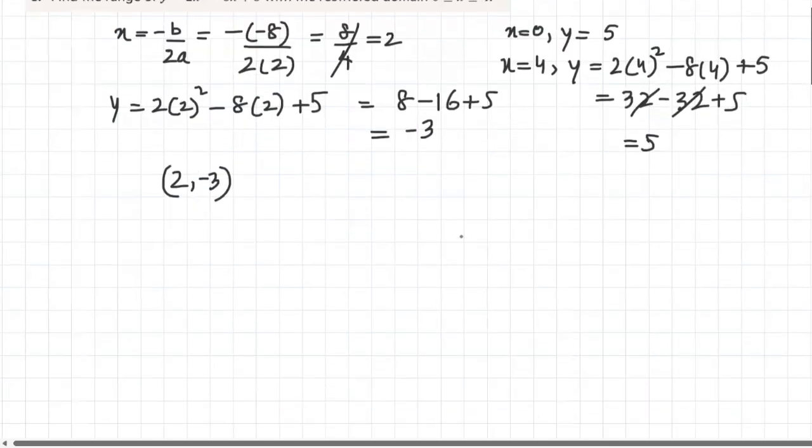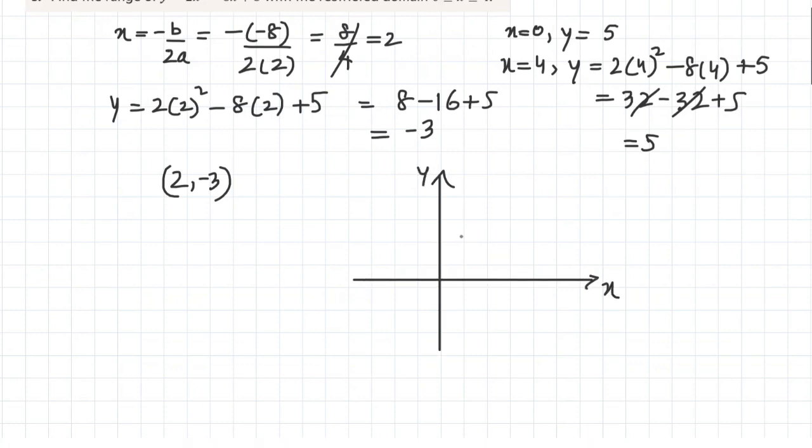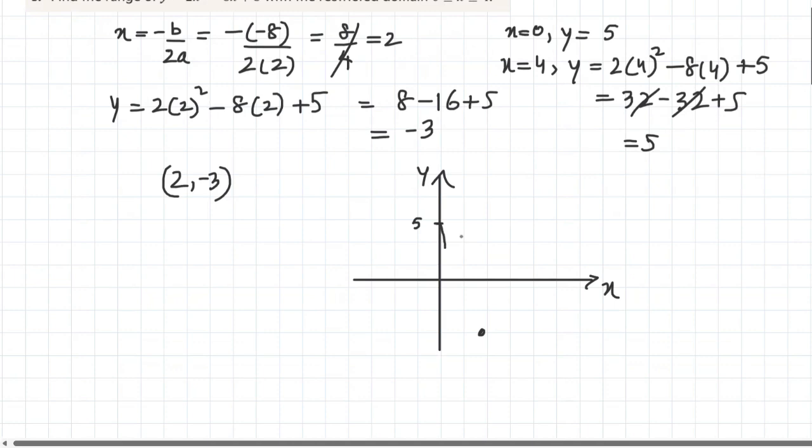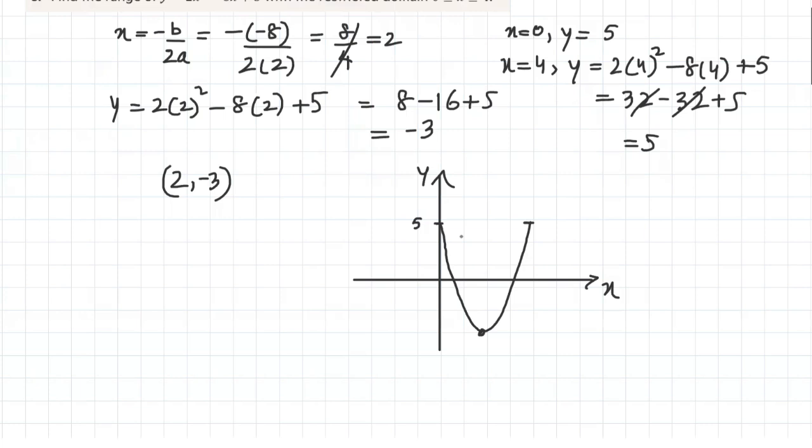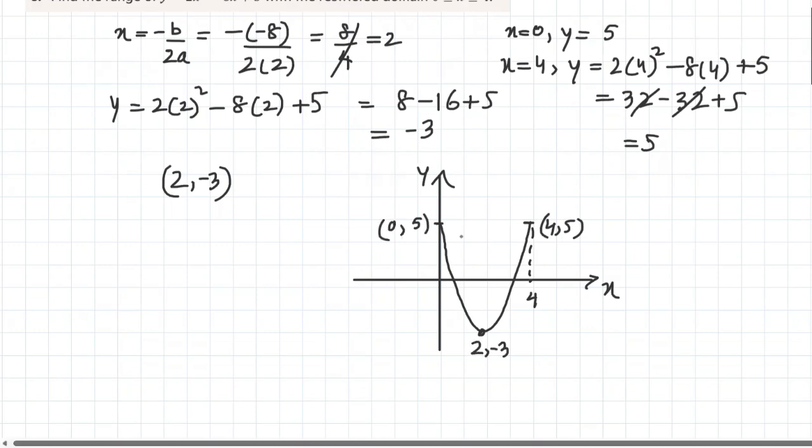So let's sketch it now to get the range. I usually prefer the sketch because that can help you better understand the shape of the graph. The turning point is a minimum at 2 and negative 3. When x is 0, y is 5. So the graph goes something like this and all the way till here. So 4 gives you a 5 and 0 gives you a 5. And what about the minimum point, 2 and negative 3?